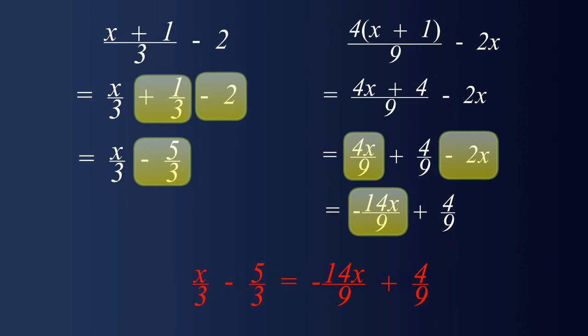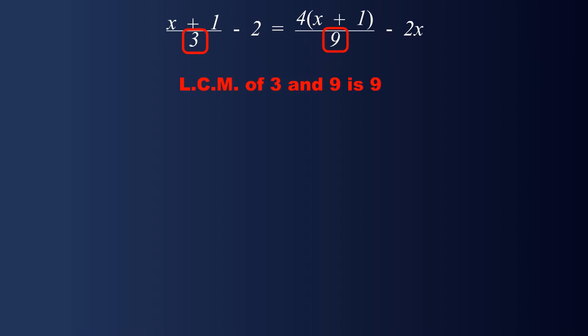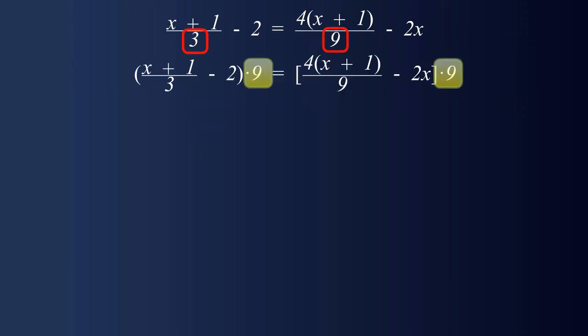However, I would say a lot of students have a hidden fear about fractions. Therefore, I would like to present to you a useful technique whenever you see fractions in equations. For this equation, we look at all the denominators, which are 3 and 9. Next, we ask ourselves, what is the lowest common multiple of these 2 numbers? The LCM is 9, so we will multiply both sides of the equation by 9.